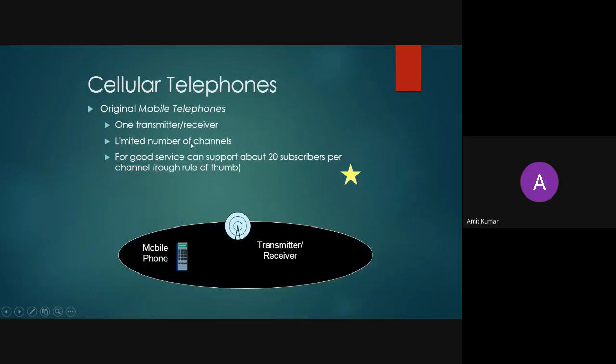So original cellular telephones will have transmitters and receivers. Every antenna can transmit as well as receive the signal. And whatever antenna you are using in your mobile phones or other devices, they radiate in an omnidirectional way. That means the radiation pattern will be like this.